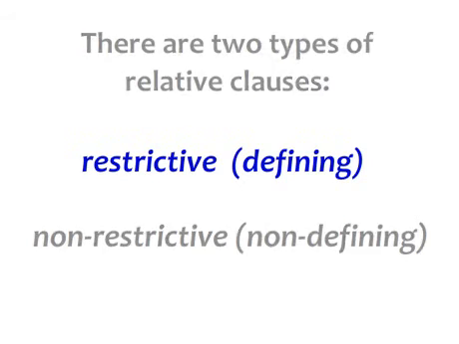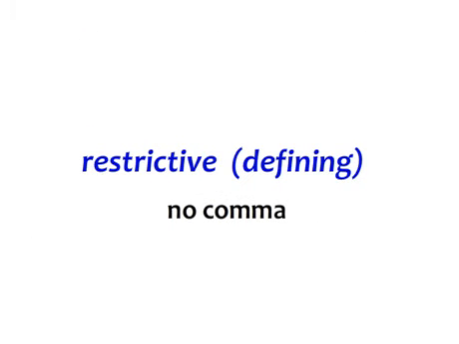Relative pronouns that introduce a restrictive relative clause are not separated from the main clause by a comma. The information in the relative clause cannot be omitted because it is crucial for understanding the sentence's meaning.